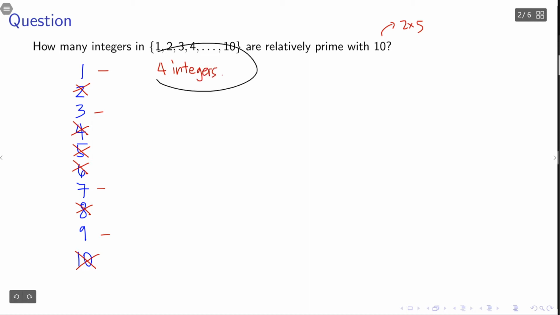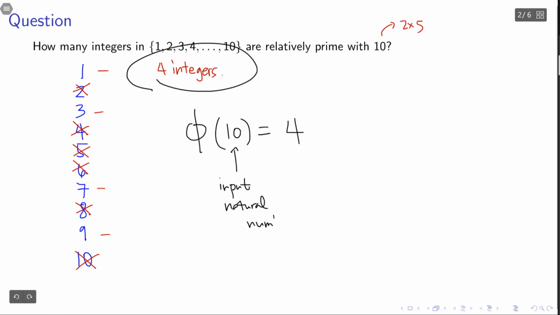And this is the output of Euler's Phi function evaluated at 10. Right? So it's a function that, given an input that's a natural number, outputs exactly this number. Go through all the numbers in the list from 1 to 10 and count those whose GCD with 10 is equal to 1. Right, so how many are there?